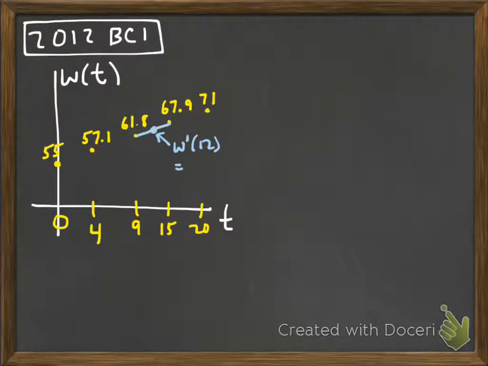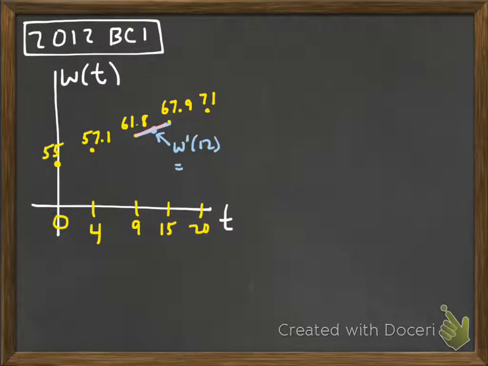It says estimating. Use the data in the table to estimate W prime. And W prime is the slope of the curve at any point, but W prime of 12 is the slope of the curve right there in between these two values. And the only data we have to go by is a line segment that we would draw in between these 2 points.